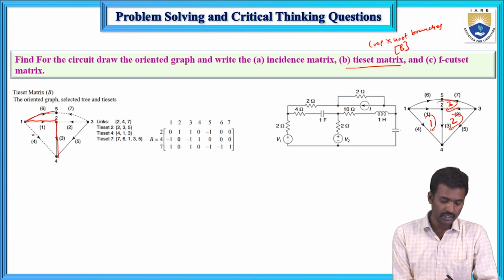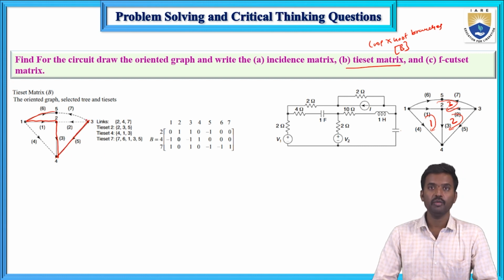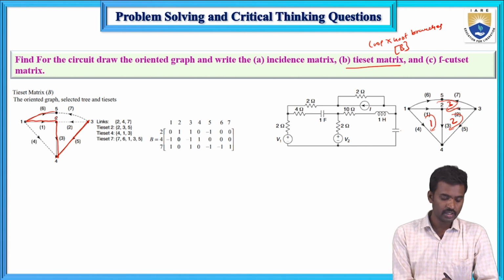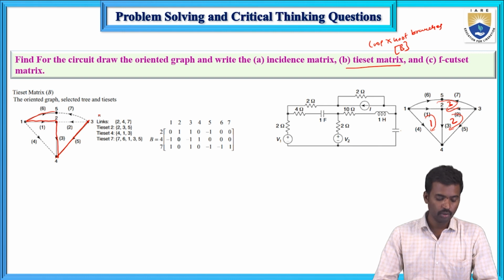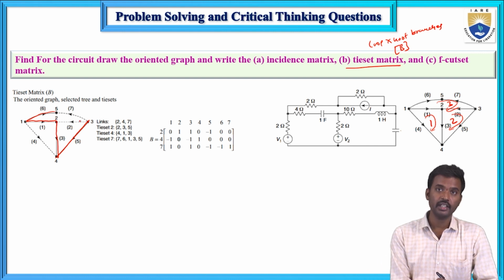4 is a link, 2 is a link and 7 is a link. A tree consists of all nodes and has no closed path. If you connect the links, there is a closed path. 7, 2, 4 are links. So these are the links.